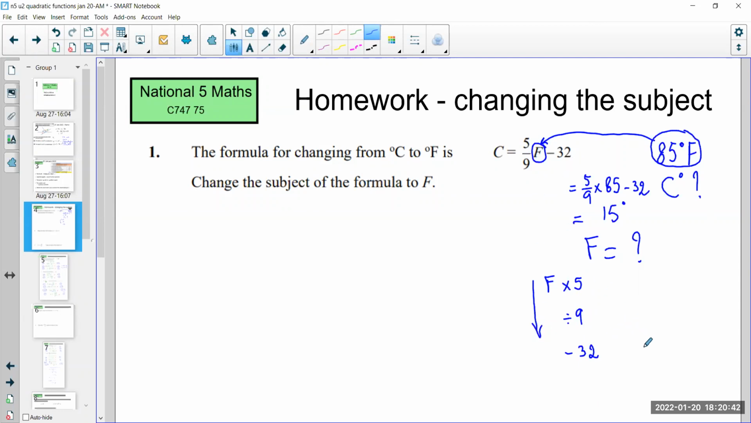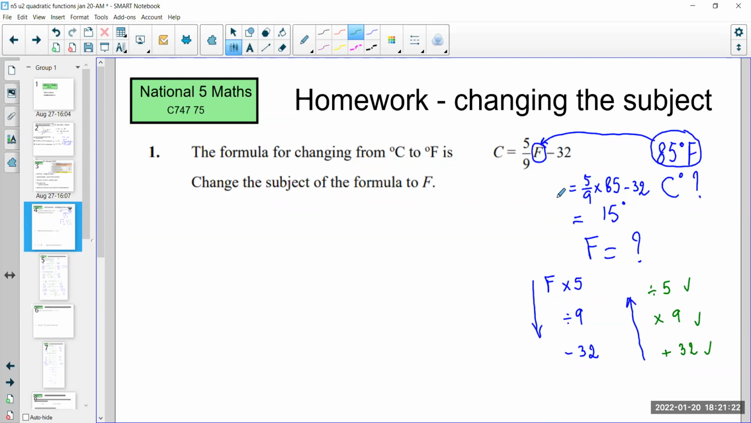So to do the inverse operation, I'm going to do the opposite of all these. The opposite of taking away 32, so we're going to now add 32. We're going to time by 9. And we're going to divide by 5. So if you do those 3 operations, you'll get your 3 marks. Because this question was 3 marks. So I've got to do 3 things to get my 3 marks.